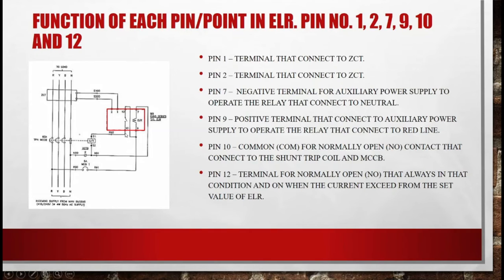Pin number 10 here is COM for the normally open contact that connects to the shunt trip coil and MCCB. And then lastly, pin number 12 is the terminal for normally open, that is always in this condition and turns on when the current exceeds the set value of the ELR.